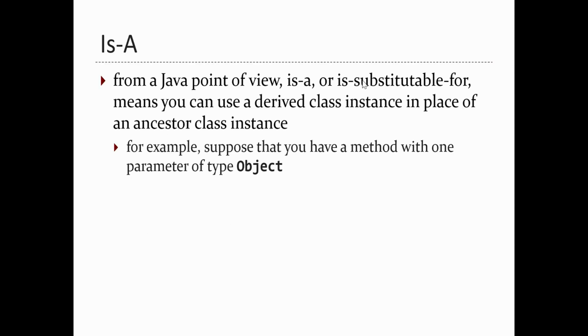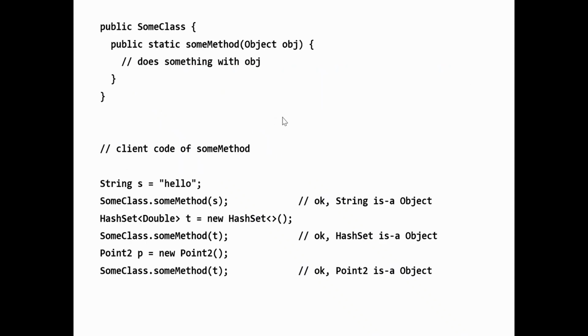Well, this says that inheritance means is substitutable for. I can take a derived type object and substitute it for its parent. So that means I can take anything that inherits from Object and pass it into this method. For example, I can take a string and pass that object to the method someMethod. That works just fine because a String is an Object. "Is substitutable for" takes too long to write, which is why most people write "is a."